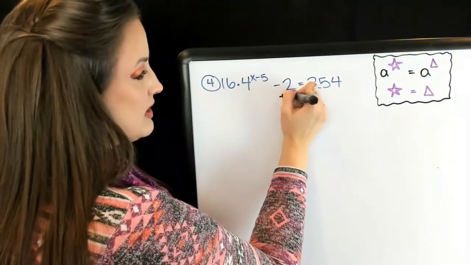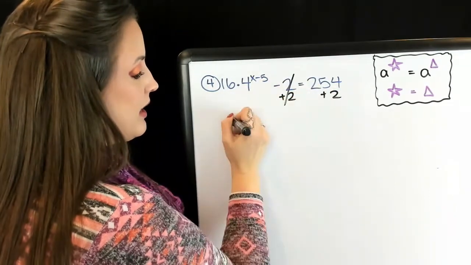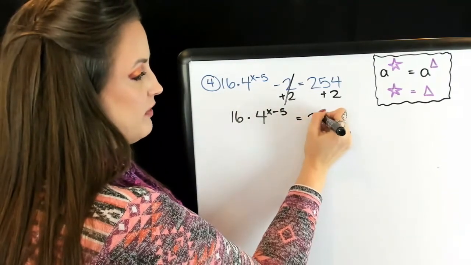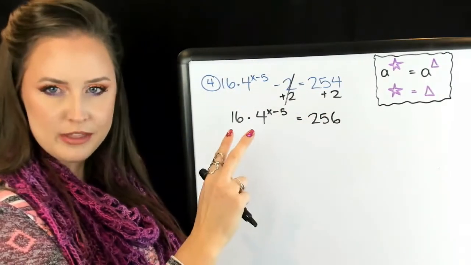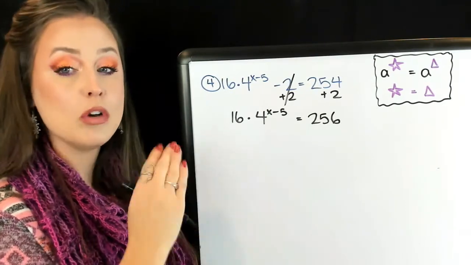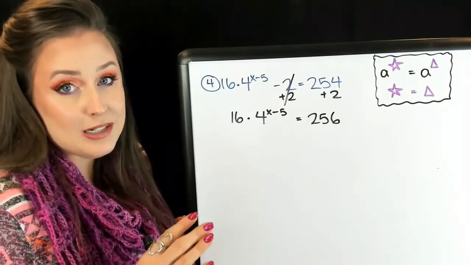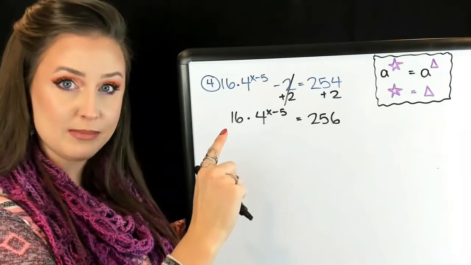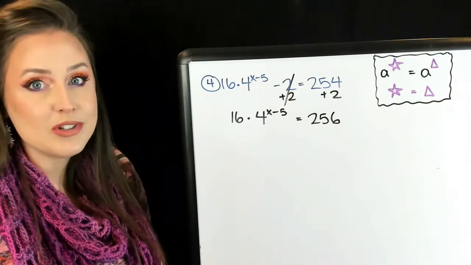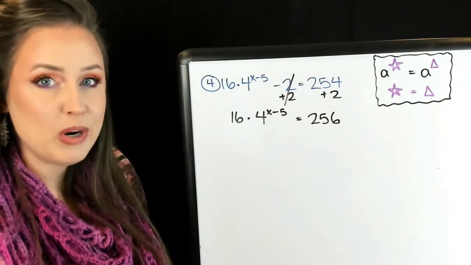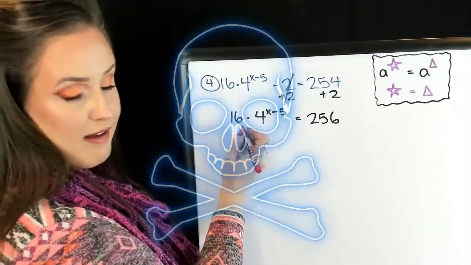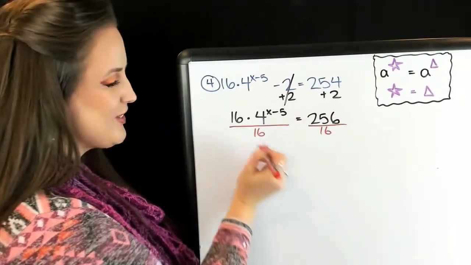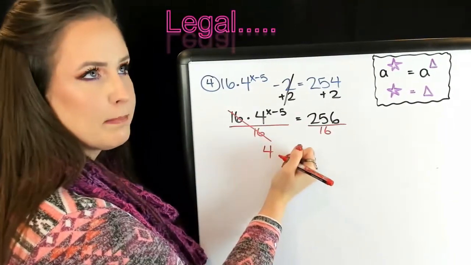So let's add the 2 first, like I said. And then we'll have 16 times 4 to the x minus 5 equals 256. Now, real quick, some people might think you can multiply the 16 and the 4 right here, and that would not be correct because with order of operations, exponents come first. And since we can't solve 4 to the x minus 5, we can't then just do 4 times 16. So instead we will divide both sides by 16, and then we're not breaking any rules. No math jail. That is much cleaner to do it like that, and much more legal.